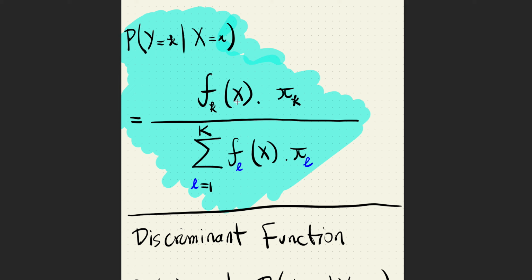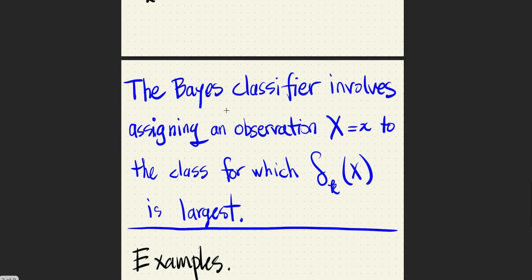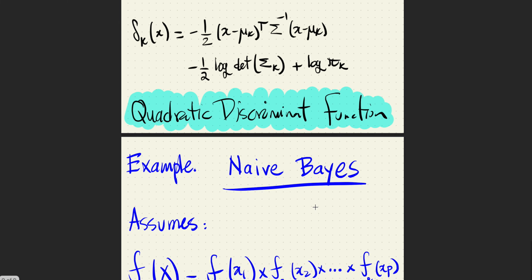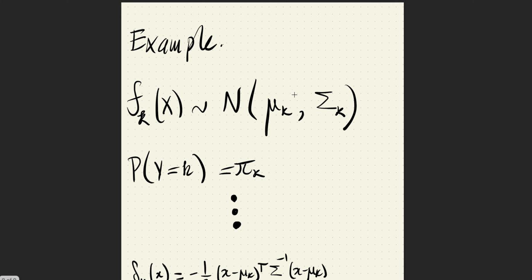Again, we never know these distributions, we only have data, so we have to estimate both f and pi from the data, and estimating f from the data in general is difficult with limited data, so we have to make some assumptions. And we gave 3 examples. One assumption is that it's Gaussian, with different means and the same covariance. The other one is, again, Gaussian, with different means and different covariances.